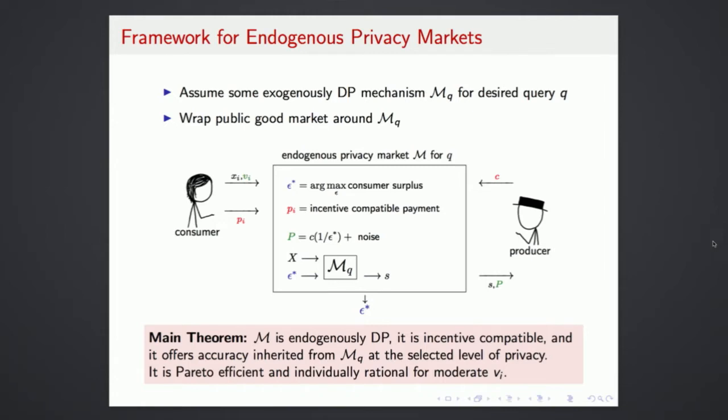And so there's math involved, but basically all we're going to do is take the amount of money that that producer needs from this market and add a little bit of noise. And if we add noise in the appropriate way, then we get our main result that this mechanism is endogenously differentially private. The payment structure encourages consumers to truthfully report their preferences. And the accuracy of this mechanism with respect to the original query of interest is just inherited from this differentially private mechanism that we've wrapped around. And then if we make appropriate assumptions, not very strong assumptions, about how much people value privacy, then we also get the Pareto efficiency and individual rationality.